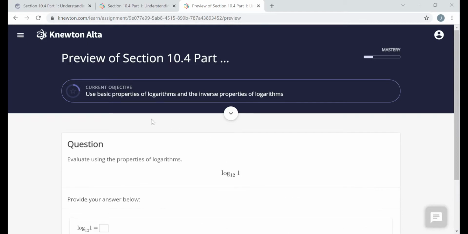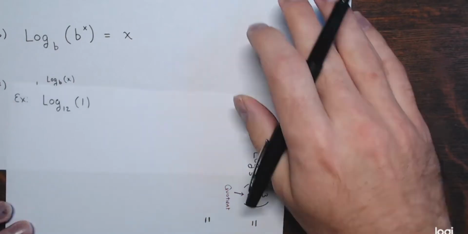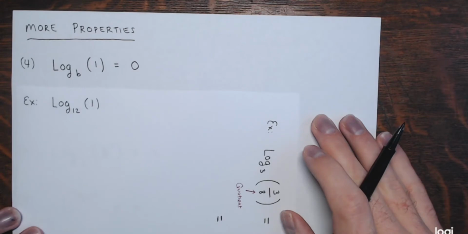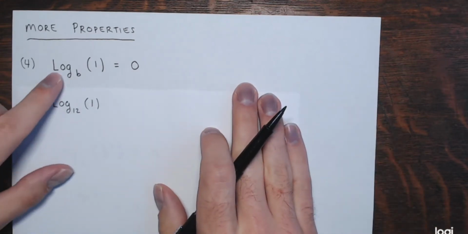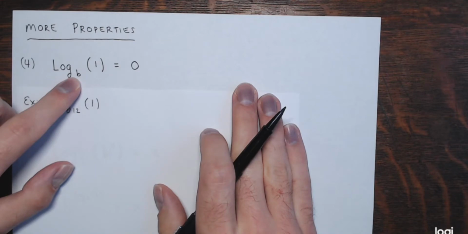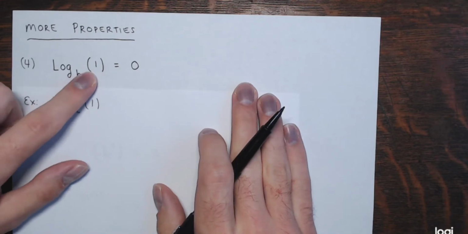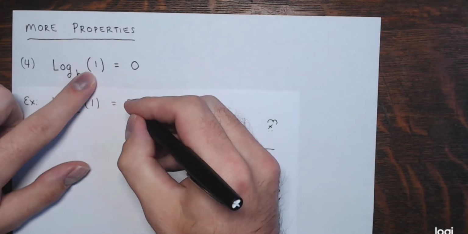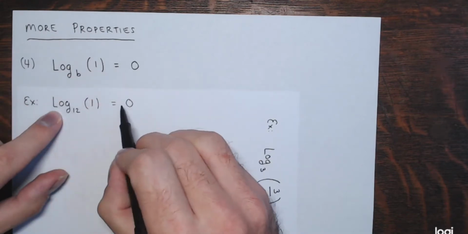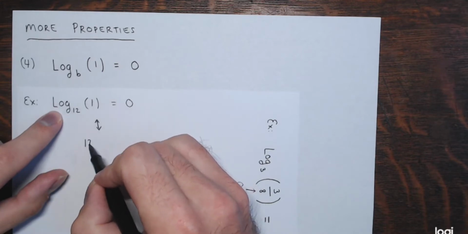Alright, next question. Same thing, basic properties. This time we're given the log base 12 of 1. The argument is 1. So back on my paper here, that's like property 4 I wrote up. Log with any positive, non-zero base of 1 is always 0. The log base 12 of 1 is 0 since 12 to the 0 power is 1.